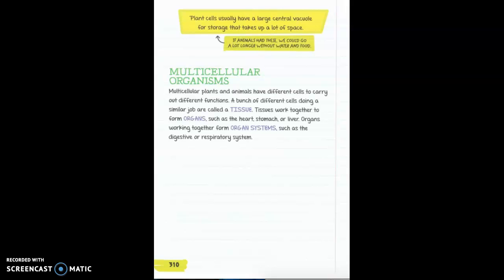Then you have multicellular organisms. Multicellular plants and animals have different cells to carry out different functions. A bunch of different cells doing a similar job are called a tissue. Tissues work together to form organs, such as the heart, stomach, or liver. Organs working together form organ systems, such as the digestive or respiratory system.